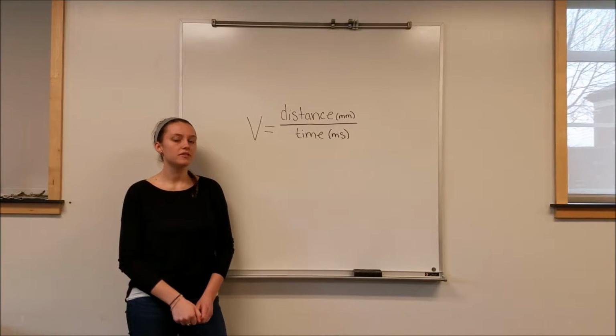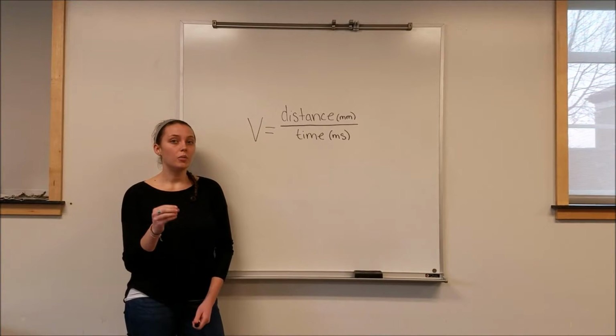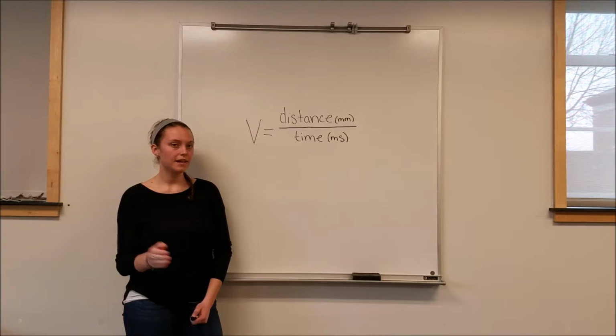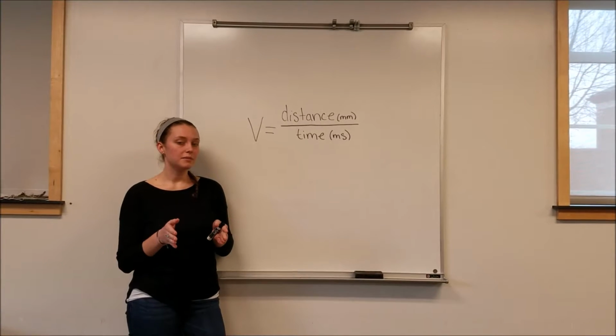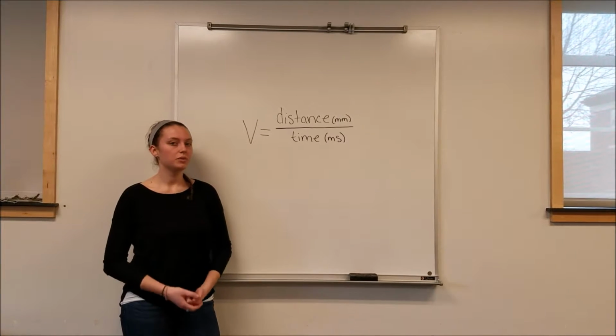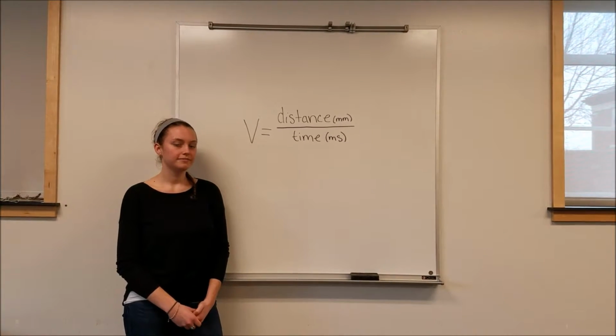You need two electrodes, because if you just have one, you would only know when the action potential passed that electrode, but not how fast it passed. So now if we divide the distance between the two by the time it takes to get from one to the next, we'll know the velocity of the action potential.